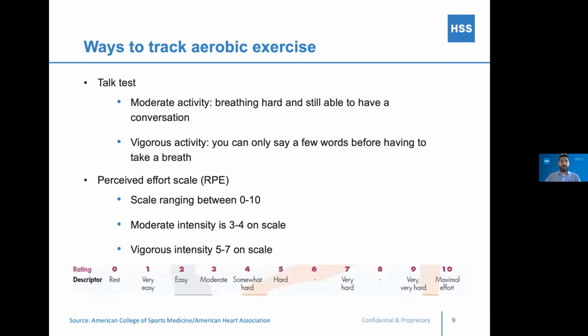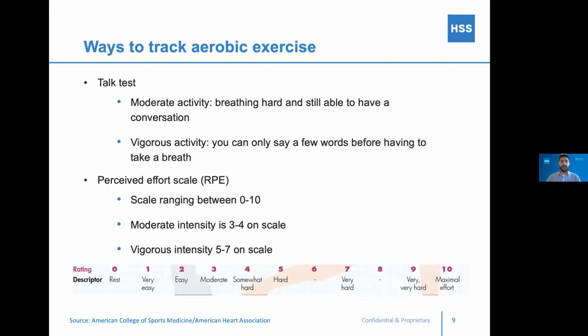So moderate activity, using the talk test, would be that you're exercising, you're breathing a little bit harder, but you're still able to have a conversation. So an example might be a brisk walk with friends and you're having a conversation throughout the entire time.